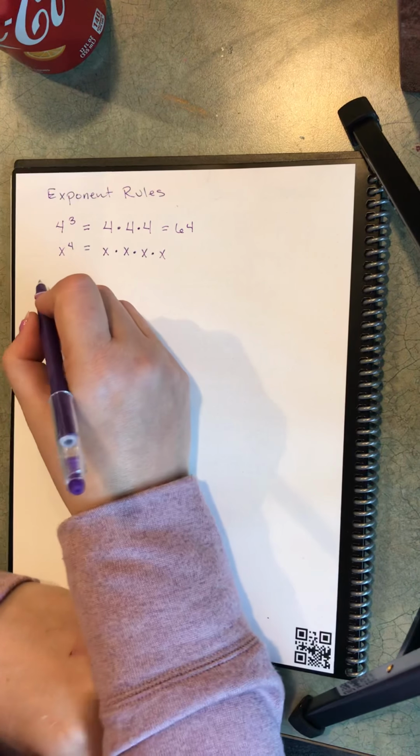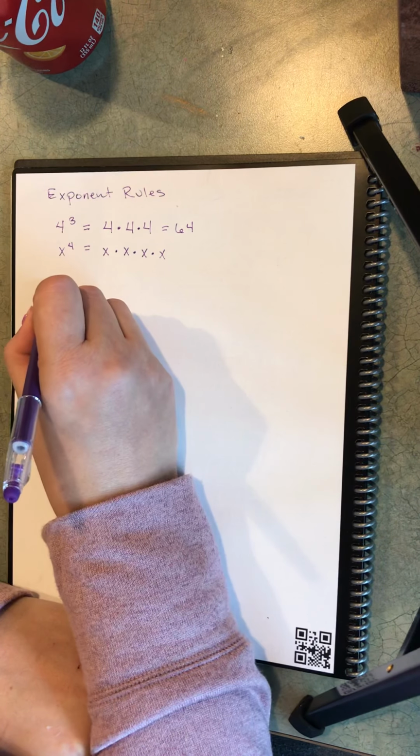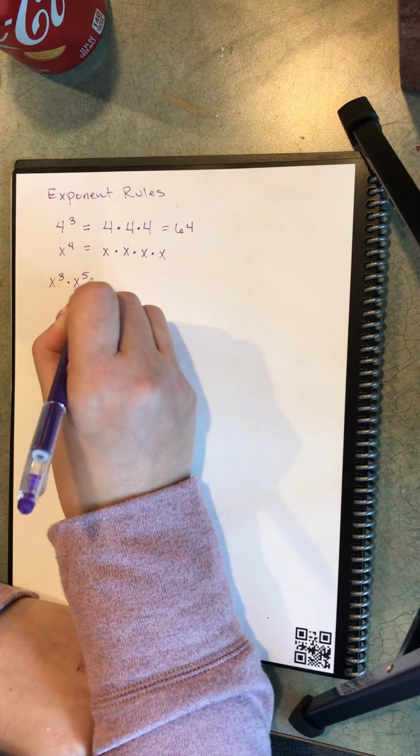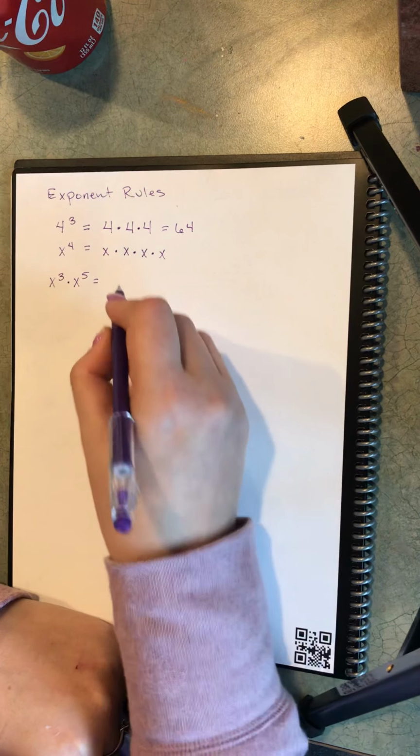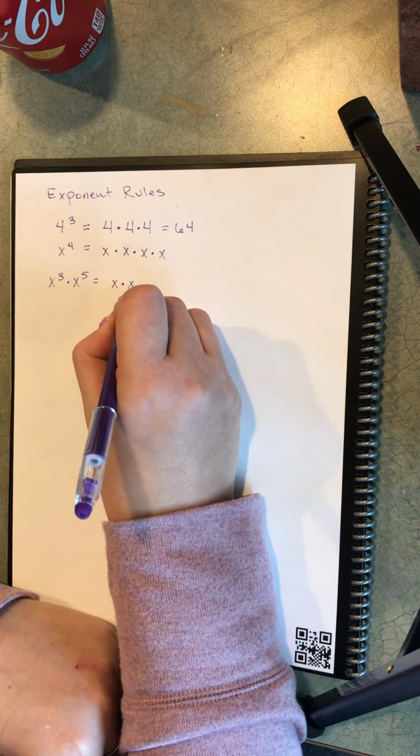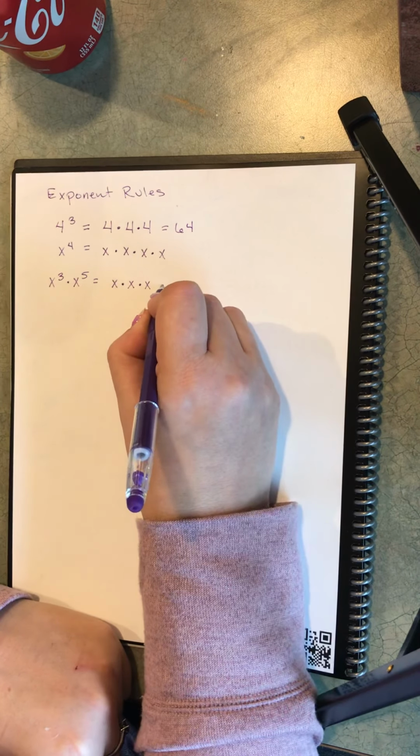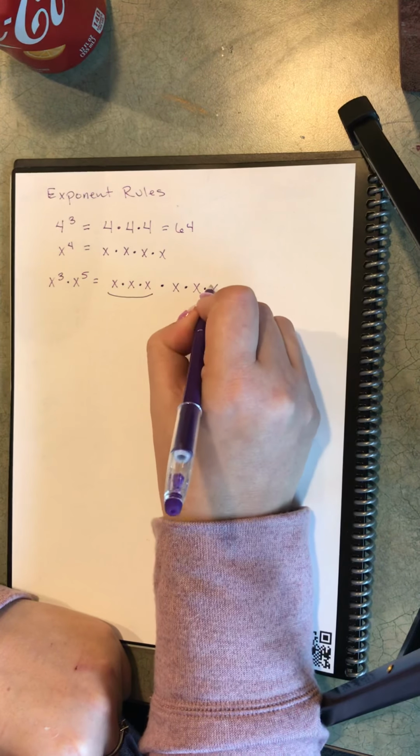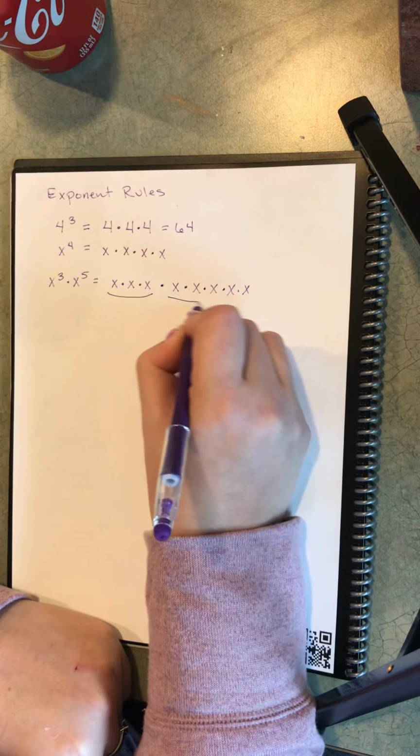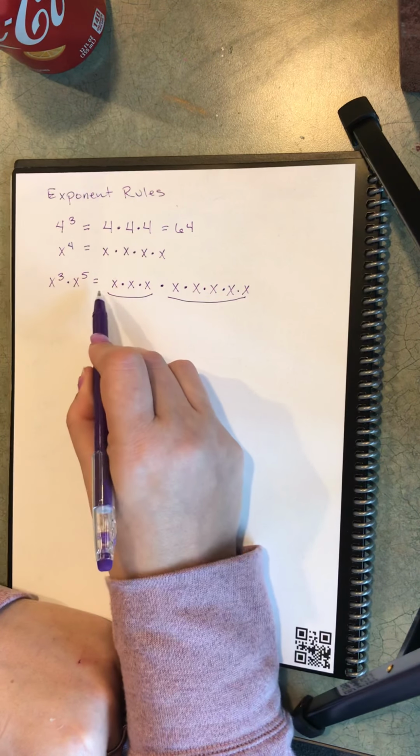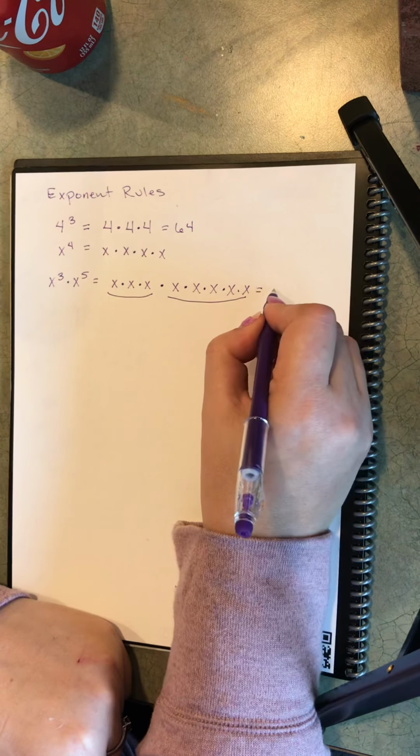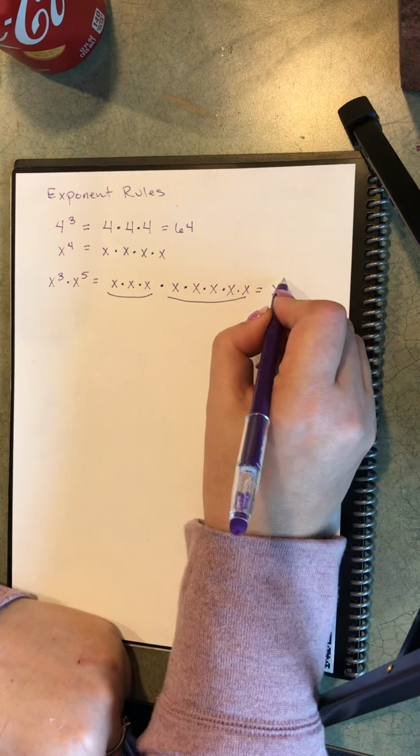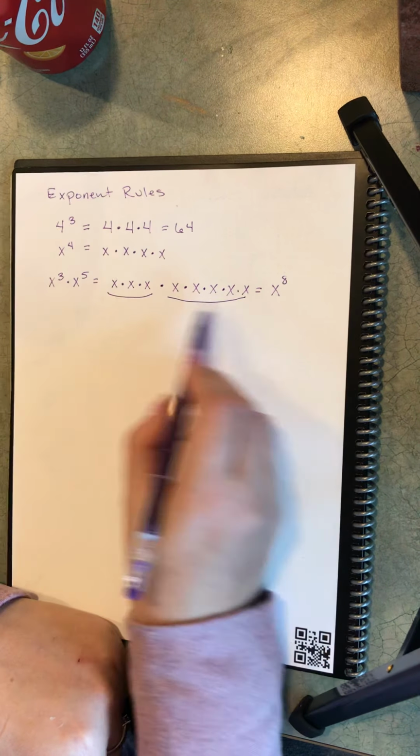Okay, so for my rules, let's say I have x to the third times x to the fifth. So really what this is saying is I have x times x times x. That's my first set. And then I have x times x times x times x times x. That's my second set. And when we do this, we can just count them all up and write them in condensed form again. So that's 1, 2, 3, 4, 5, 6, 7, 8, x to the 8th. Okay, so that's really what we're doing.